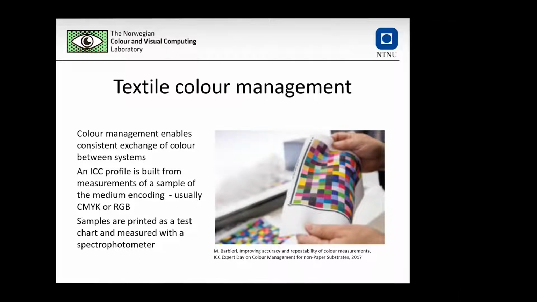And as I think most people will know, the profile is going to be built from a set of measurements. So we make that from essentially some samples of the medium encoding, most often CMYK or RGB. And those are printed in the form of a test chart. We measure those usually with a spectrophotometer, and then from that we can actually build the profile.